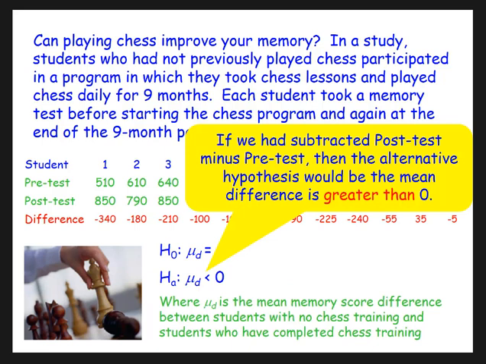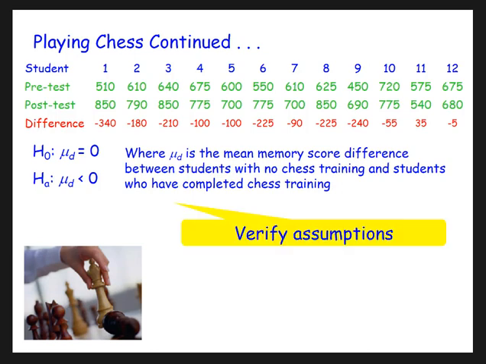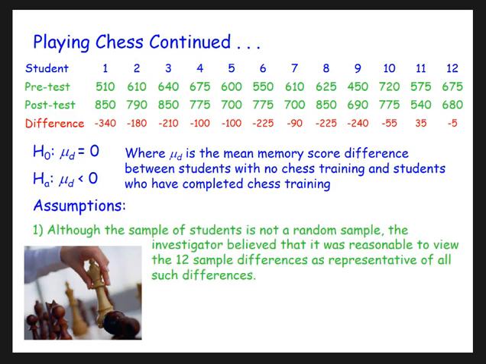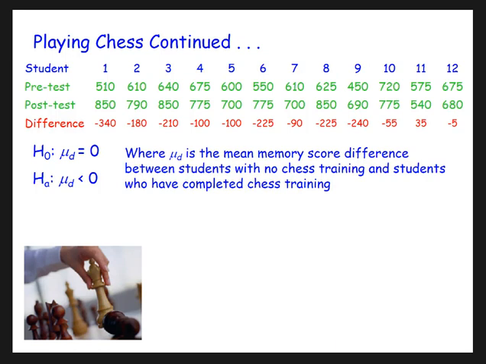Had we subtracted the other way around, of course, that would change the alternative hypothesis. Here we did pre-test minus post-test, so we're assuming that if their memory improved, those differences would be negative. So then we verify our assumptions. Yes, it was a random sample, and of course they are using the same sample twice with two different treatments. The box plot shows that the differences are approximately normal.